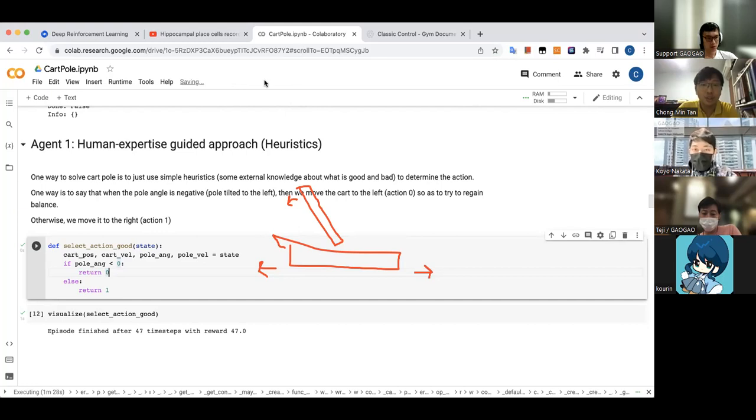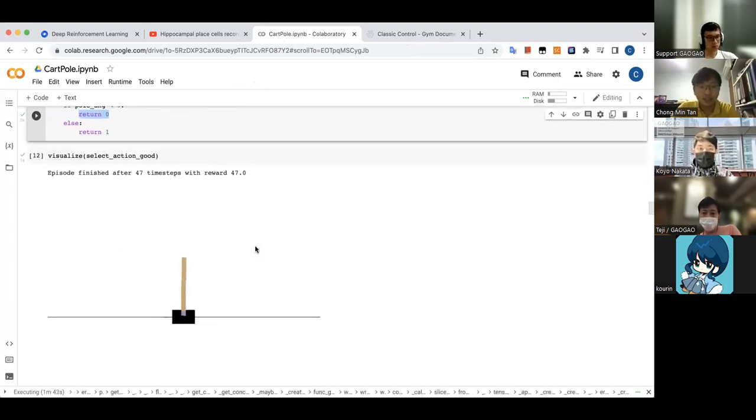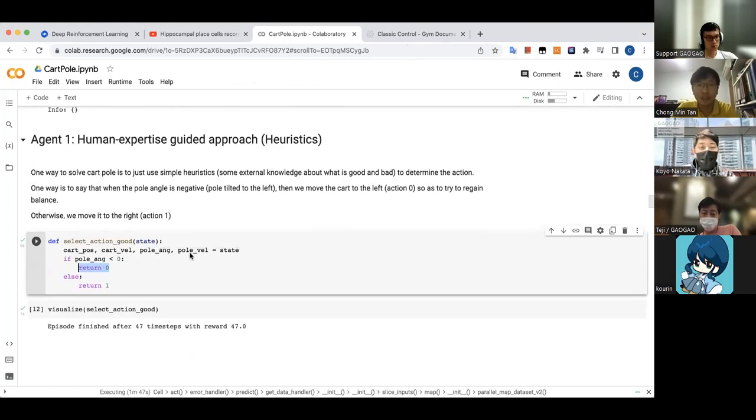Left. Okay, very good. So exactly, this is the intuition that we do. If the pole angle is less than 0, it is pointing to the left, then we move the cart left. If not, we move the cart right. Okay, so let's see how good this can do. You can see that it died after 47 time steps. So just using this very simple approach is not enough to solve this problem.